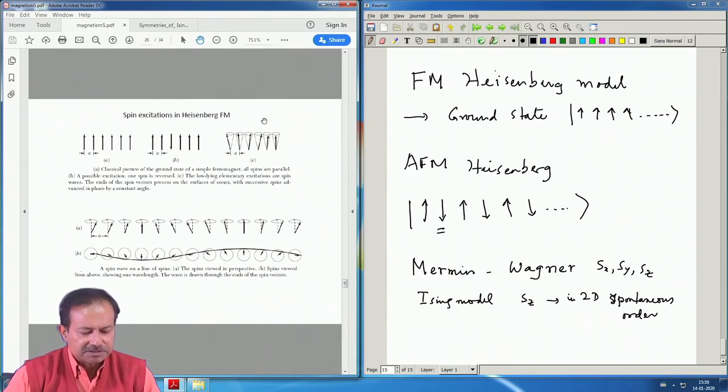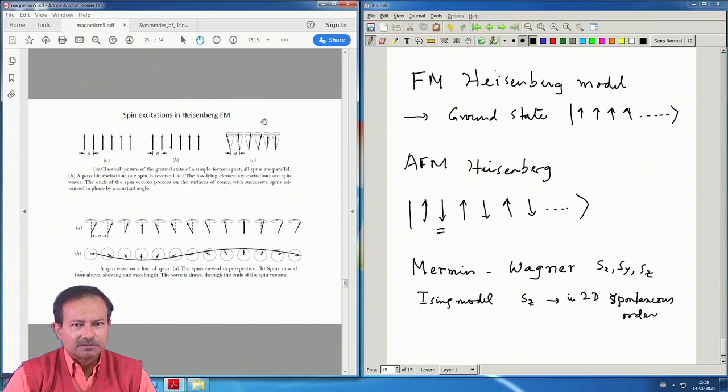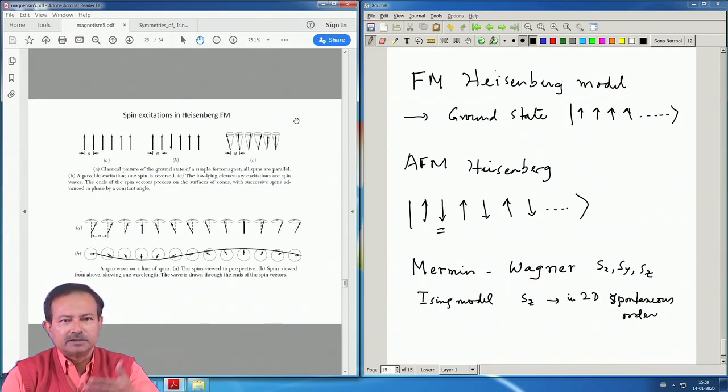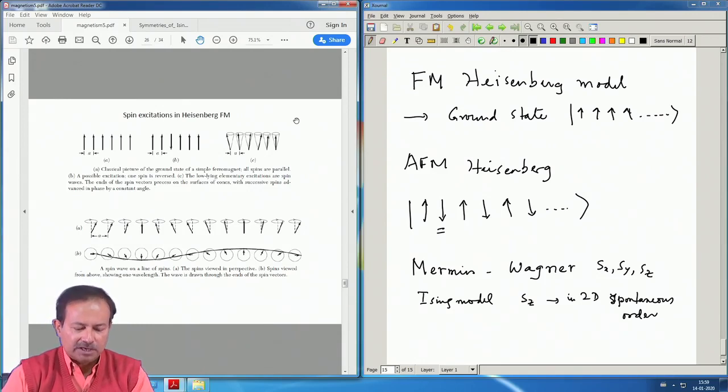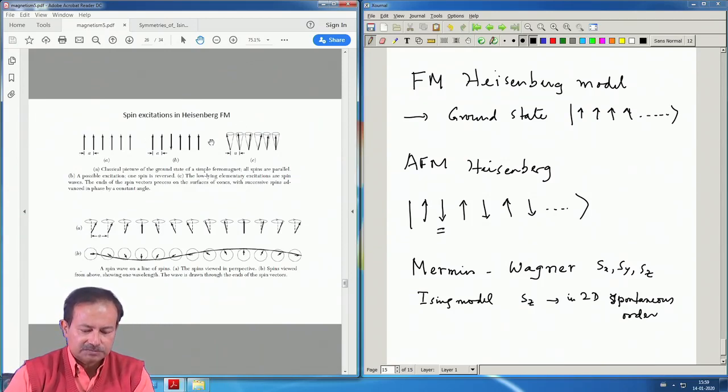So, spin excitations in the Heisenberg ferromagnet. What are the excited states? When the temperature is finite, of course, the ground state will have excursions; the spins will start fluctuating, and there will be excursions into the higher energy states, and that is what thermodynamics is all about. And so this description basically tells you how to calculate the energies of such states, what these excitations are, and so on.